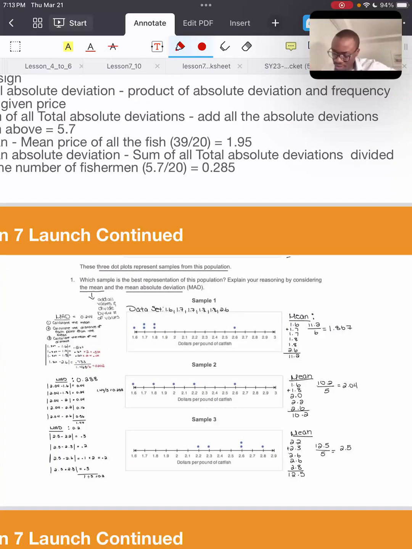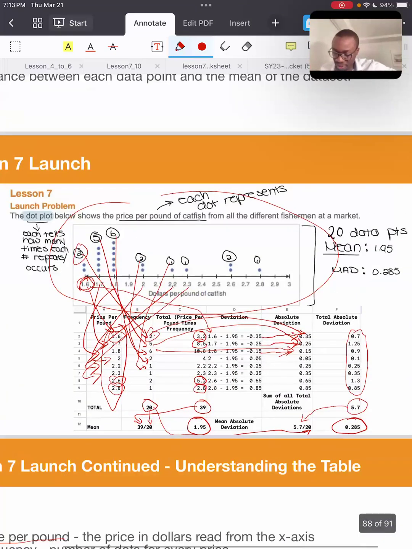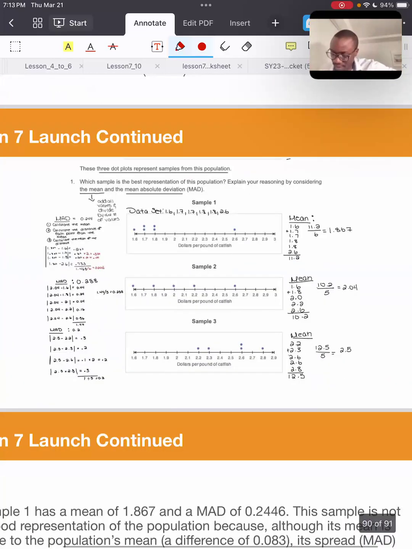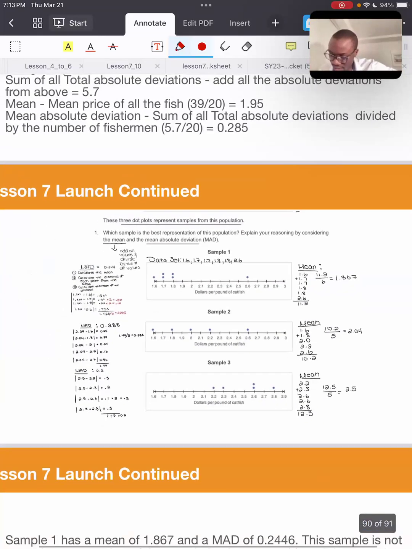So what we need to do is calculate the mean for each sample. Remember, a sample is a few data points from the population. So all this, sample 1, is data from this population here that we were given. Let's find its mean. To find its mean, you add all the points. We have 1, 2, 3, 4, 5, 6 points. So add their total, then divide by 6 to get a mean of 1.867. For sample 2, find the mean.